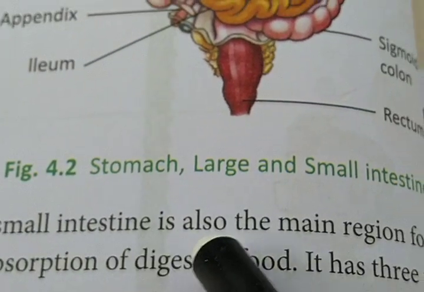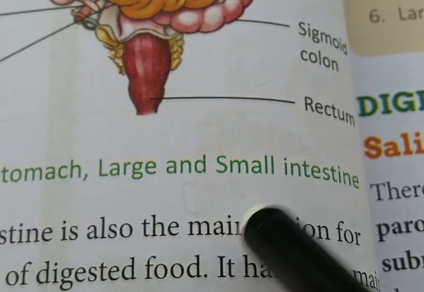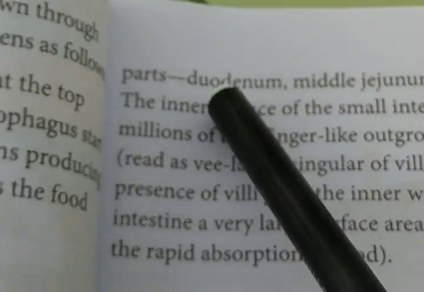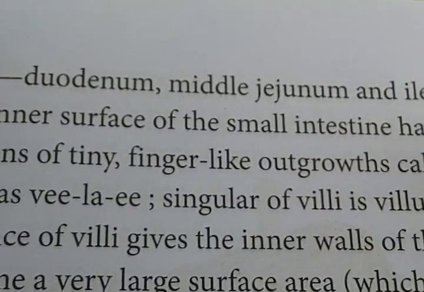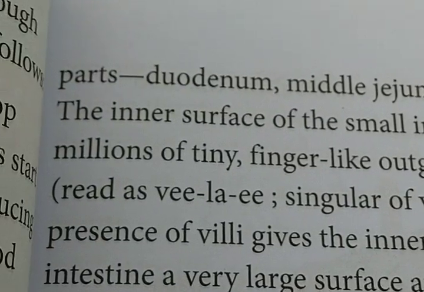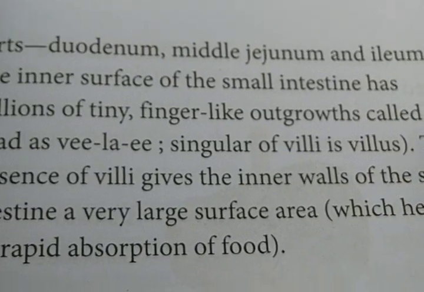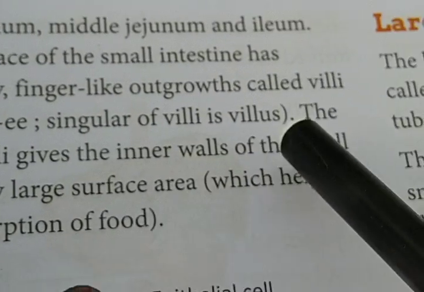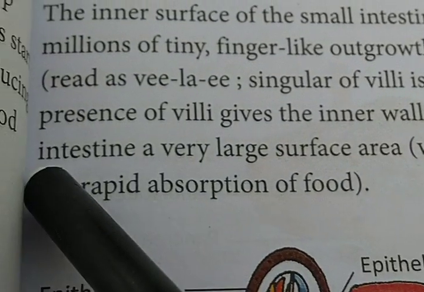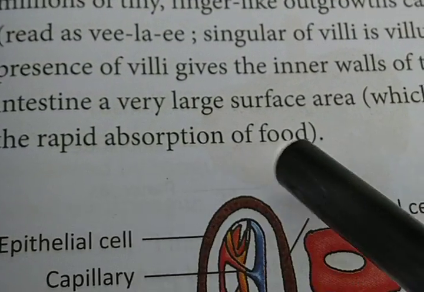The small intestine is also the main region where the reabsorption of digested food takes place. It consists mainly of three parts: duodenum, middle jejunum and ileum. The inner surface of the small intestine has millions of tiny finger-like outgrowths called villi or villus. The presence of villi gives the inner wall of the small intestine a very large surface area, which helps in the rapid absorption of food.